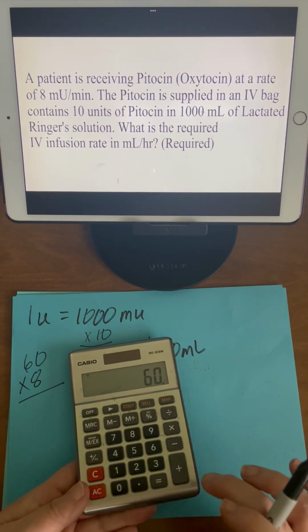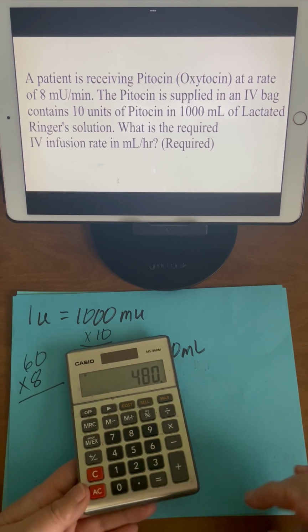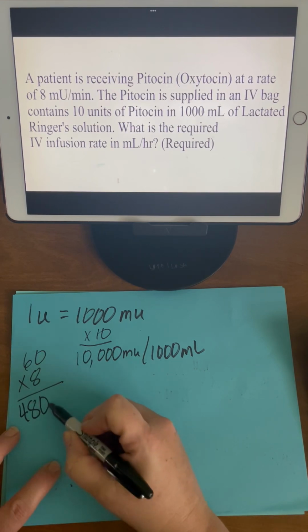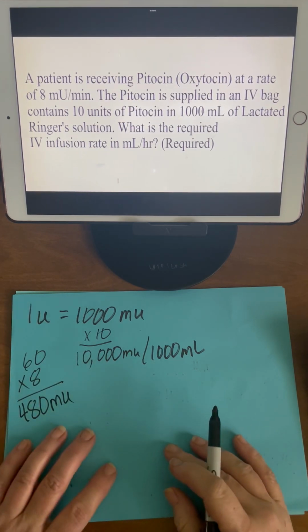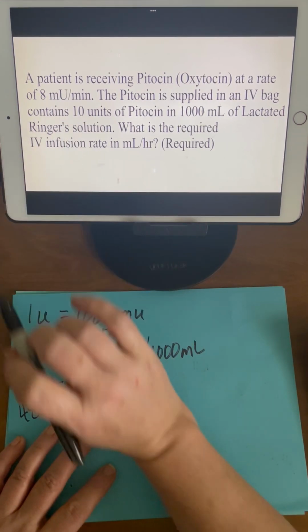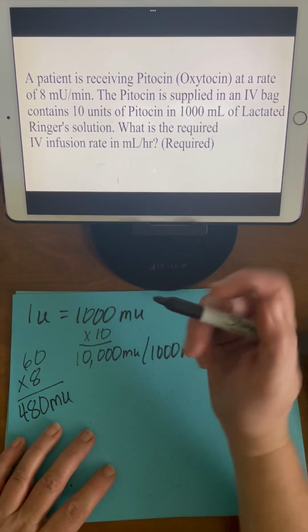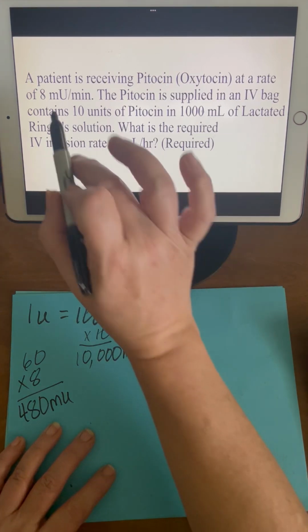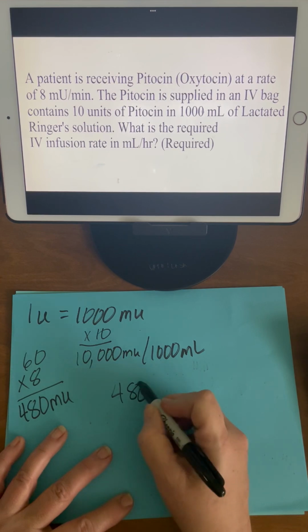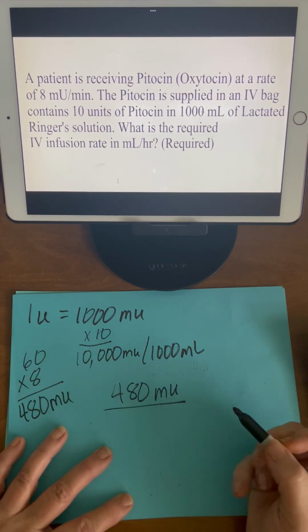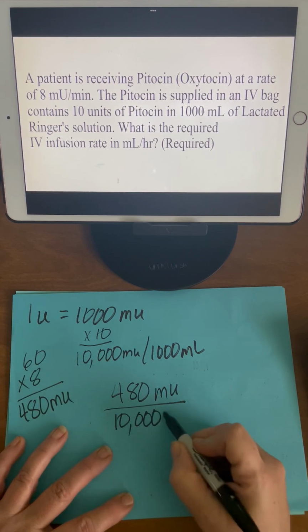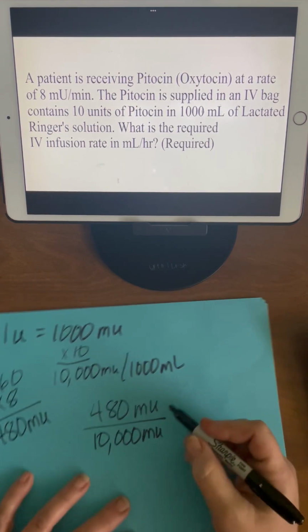So it's 60 times 8, 480 milliunits is what they would be getting in an hour, okay? So this is our new dose order. When they give you minutes, you're cool, because you can multiply it times 60. So what he wants is 480 milliunits. What we have is 10,000 milliunits. We're milliunit rich.